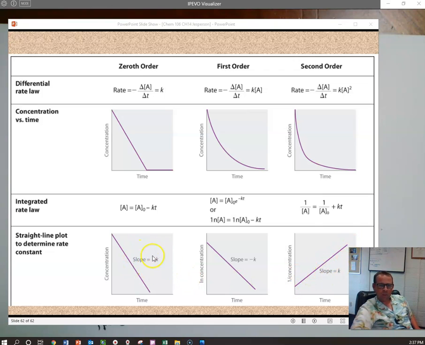Here, the slope of this line is equal to K, the rate constant for the reaction. Here, the slope of this line is equal to K, the negative slope, sorry, for both of these. The negative slope is equal to the K for this reaction, and for the second order reaction, the slope of this line is equal to the rate law for that reaction. All right, so those are all the different things that we want to know about kinetics, right?